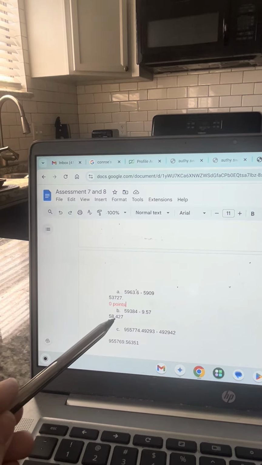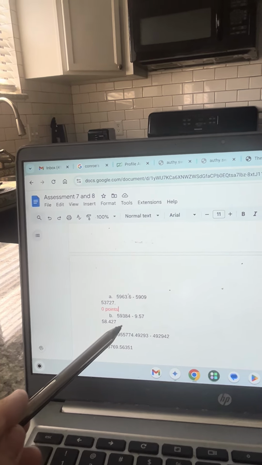So it appears that you wrote the decimal point in the wrong place. But let's go ahead and work that problem. So it is 0 points. But let me show you how it's done.